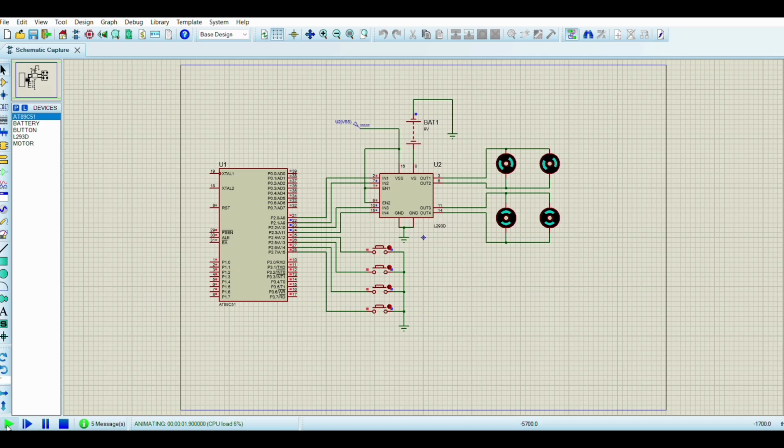As we have explained in the code, when we click on the forward button, all motors will rotate in the clockwise direction. And when we click on the backward button, all motors will rotate in the anti-clockwise direction. When we click on the right button, the upper two motors will rotate in a clockwise direction and the lower two motors will stop. Then when we click on the left button, the upper two motors will rotate in an anti-clockwise direction and the lower two motors will stop. So this is all about my project.